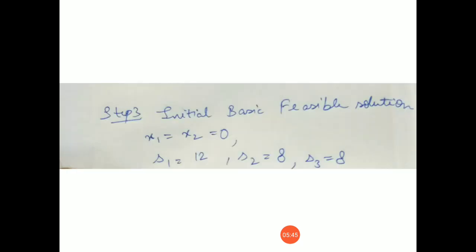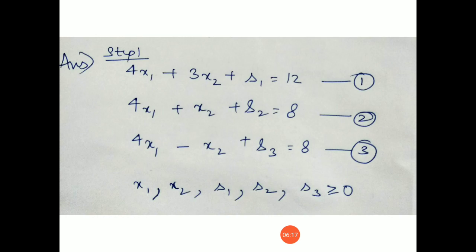This is the concept that I'm going to discuss in this lecture, that is the initial basic feasible solution. It will be applied to all the previous simplex method problems also. What is this concept? First we put all the non-basic variables, meaning all the variables which were already present in the LPP, equal to 0, and after putting all the non-basic variables equal to 0 in all three constraint equations, we find S1, S2, S3.